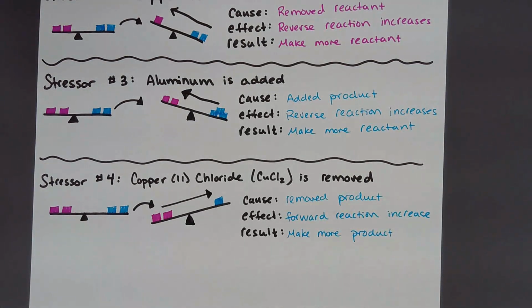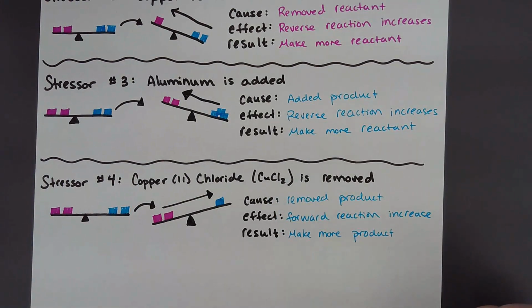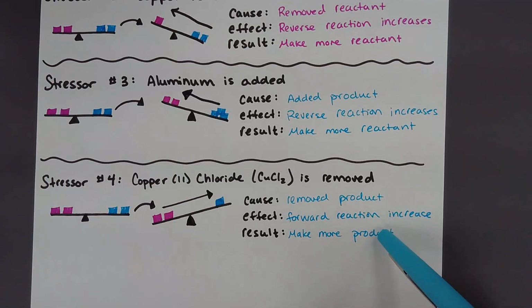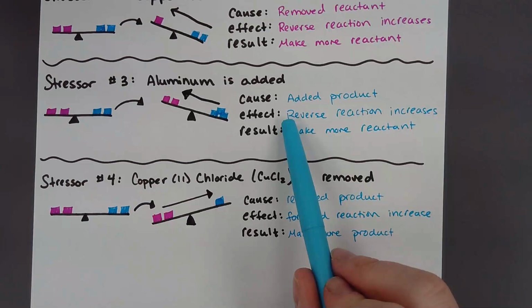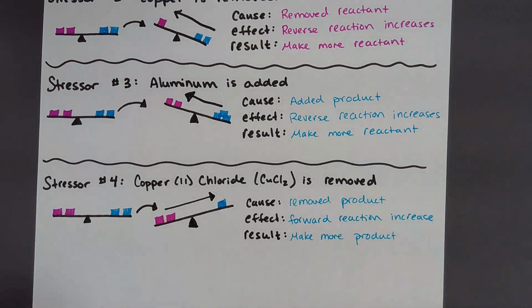Okay. Now, this covers the 4 chemical stressors. The 4 chemical stressors, any given cause always produces the same effect and result. Doesn't matter if it's this equation or a different equation. Anytime you're removing a product, the effect and result are always going to be the same. I'm going to increase the forward and I'm going to make more product. Anytime you're adding a product, effect is always reverse reaction increases. Result is always make more reactant. Now, these are very predictable stressors. Making this change always results in these outcomes.